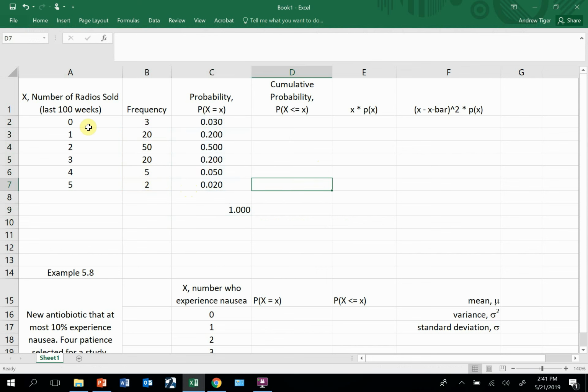And that exhausts everything. So this is every possibility of radios sold. The probability of selling either 0 through 5 is 100%.